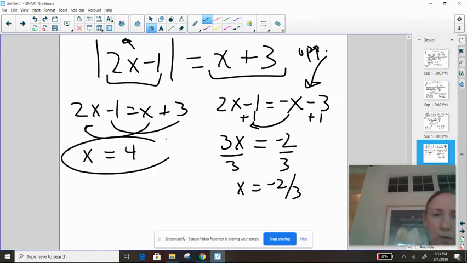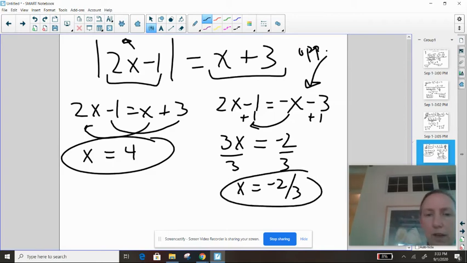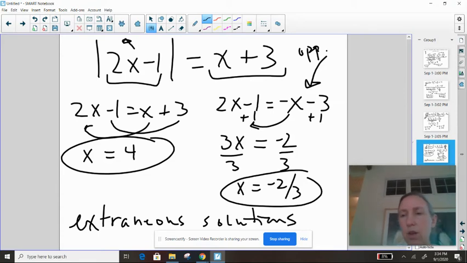The only thing you have to remember when you have absolute value with variables on both sides is sometimes you get something called extraneous solutions. That means you end up with an answer that doesn't actually work. So you need to plug your answers back in and make sure that they work. Anytime you have absolute value with variables on both sides.